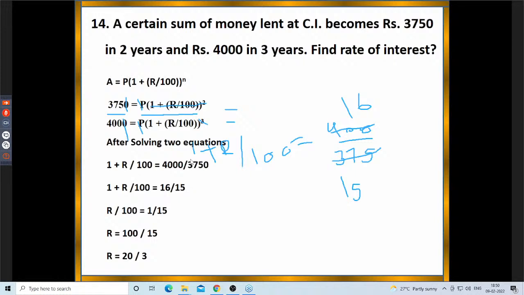Clear? 20 by 3. Hope all of you understood.